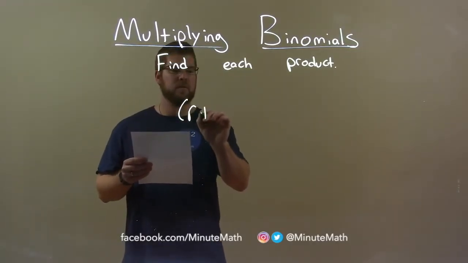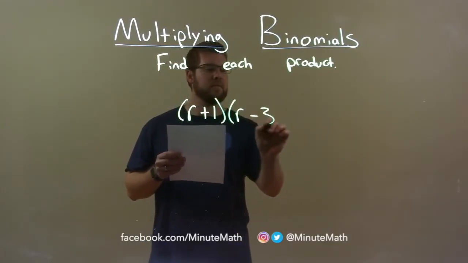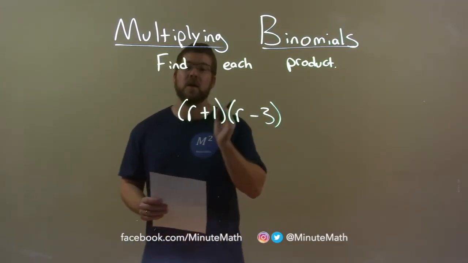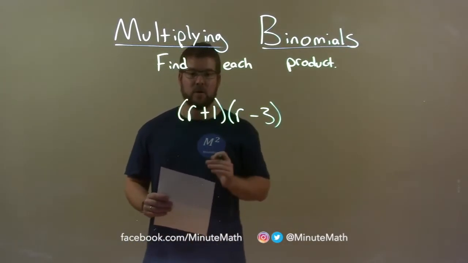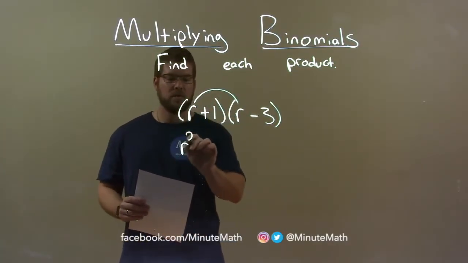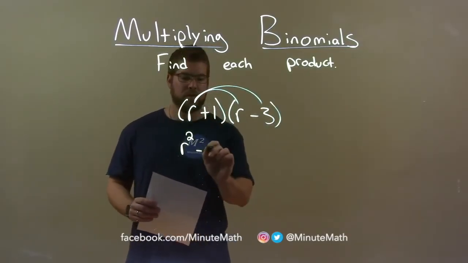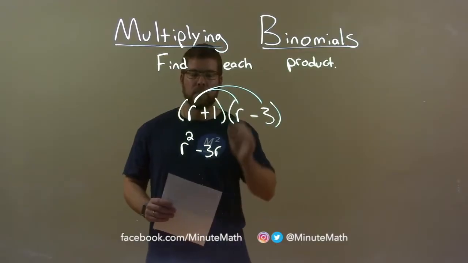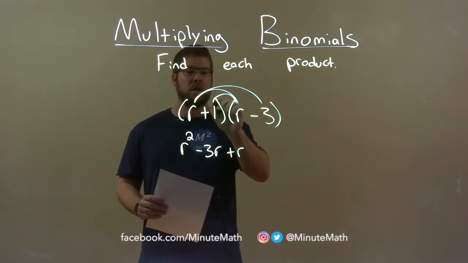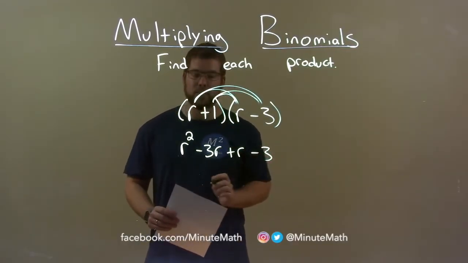r plus 1 times r minus 3. We want to take all parts of our first parenthesis and multiply it by all parts of our second parenthesis. So r times r is an r squared. R times a minus 3 is a minus 3r. 1 times an r is r. And 1 times a minus 3 is a minus 3.